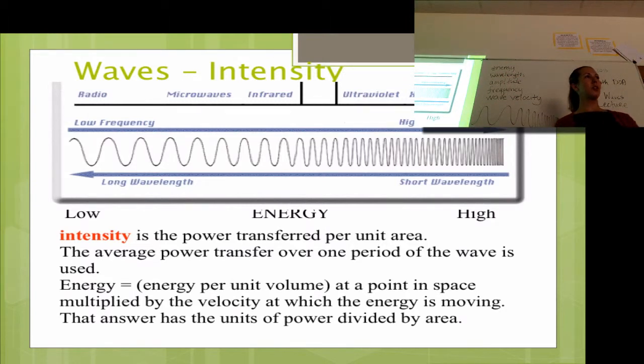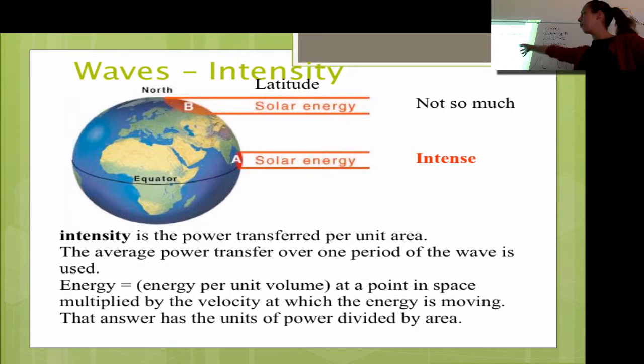A really good definition to write down here would be intensity, the power transferred per unit area. So just a relationship for intensity. The people at the equator have a lot more solar energy. They feel a lot more intensity. Those waves are a lot more intense down there than they are for us because they're getting them more directly than we are.